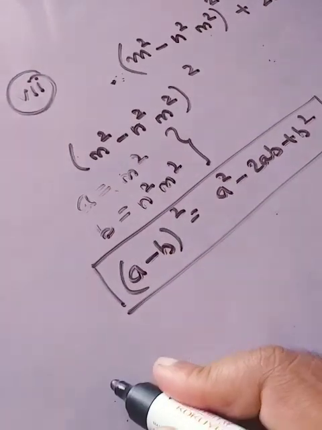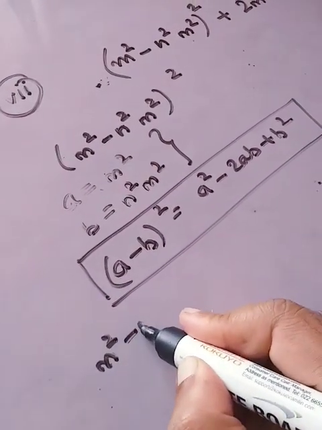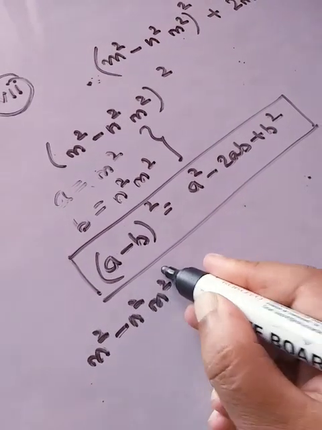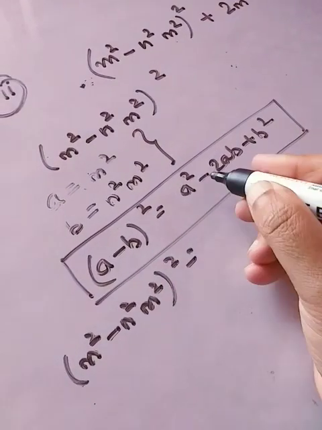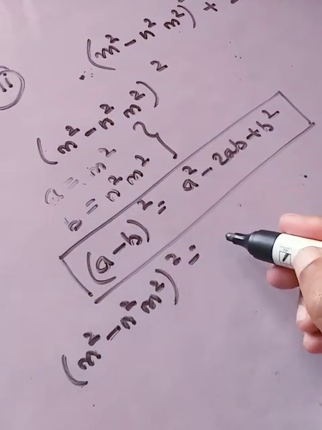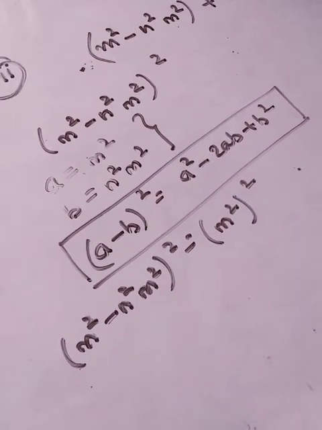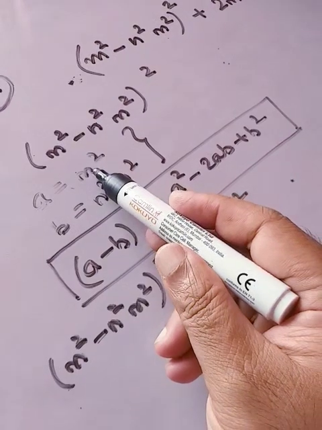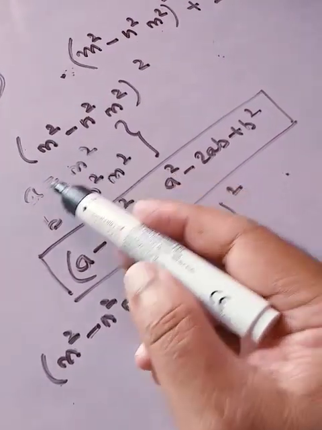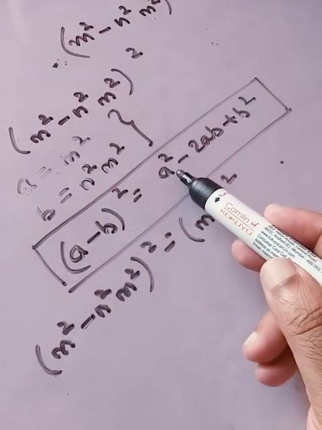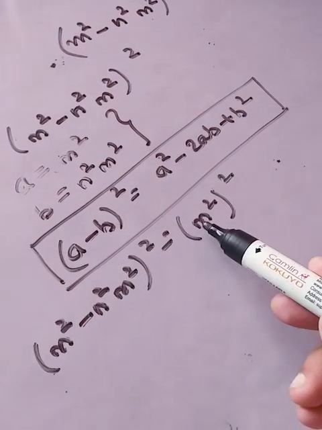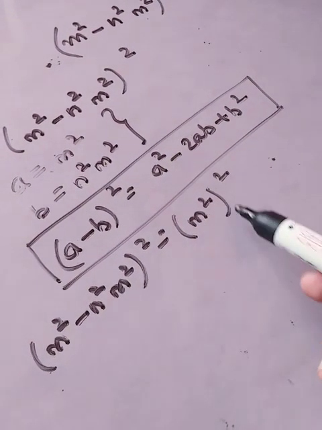Now let's write this again. So m square minus n square m square whole square. Now for the first thing, a square. So what is there in place of a? First we'll write a, then we'll do square. Okay, because in place of a, what is there? M square. Do not get confused with this sign, m square. Okay, because a is m square. So but out here what is there? A square. So first we'll write what is there in place of a, then we'll do the square.